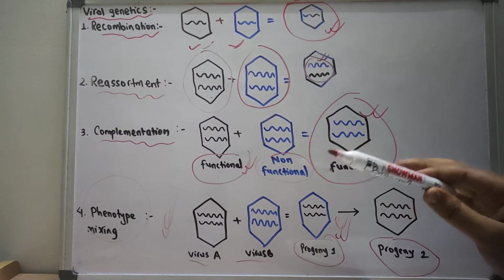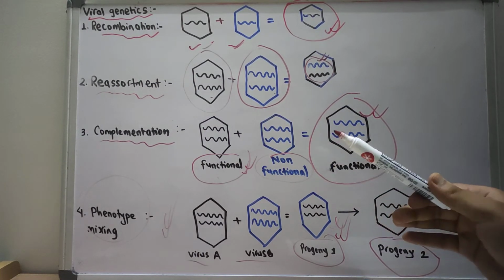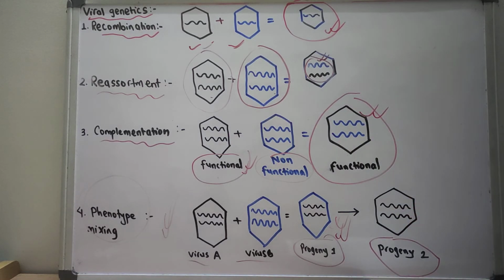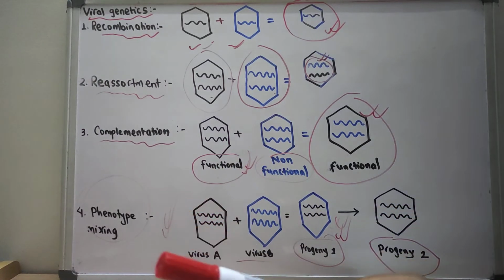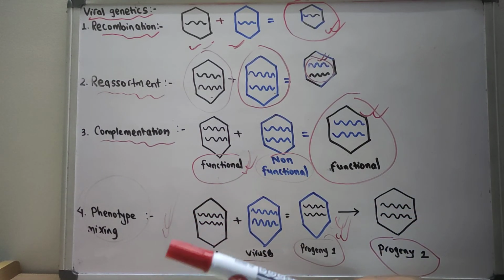So let us talk in brief about genotype mixing. This genotype mixing is heterozygous. This heterozygosity results from the incorporation of one or more than one complete genome into a single virus particle.